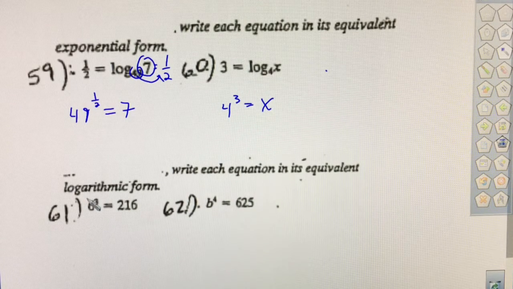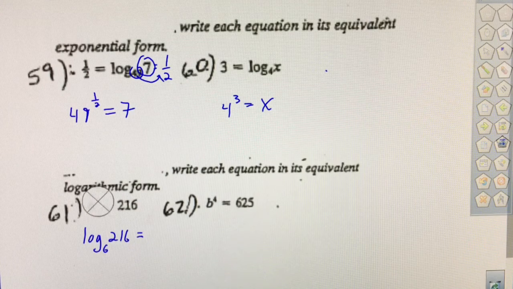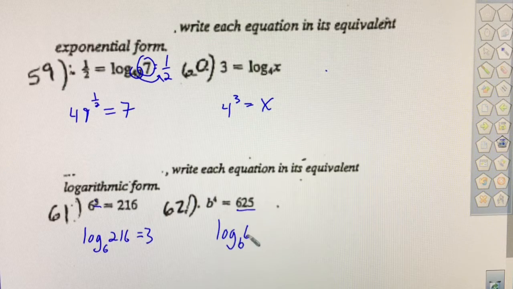This one, changing into logarithmic form, log base 6 of 216 should equal the exponent 3. Log base b of 625 equals 4.